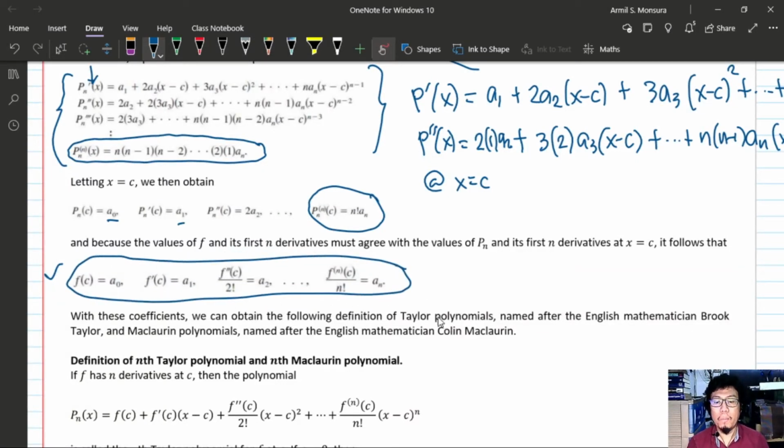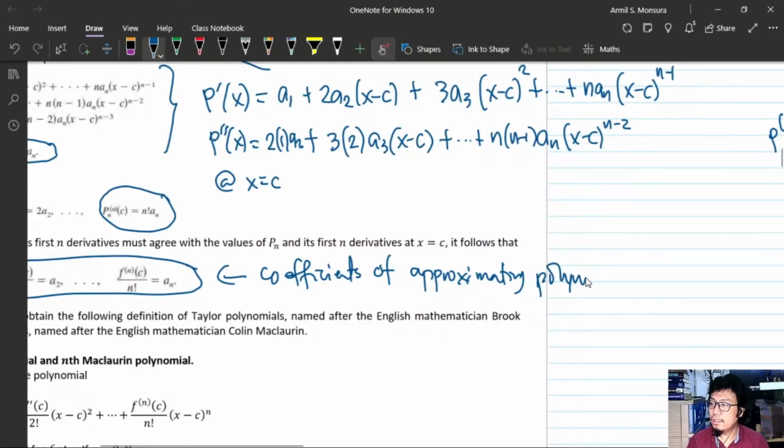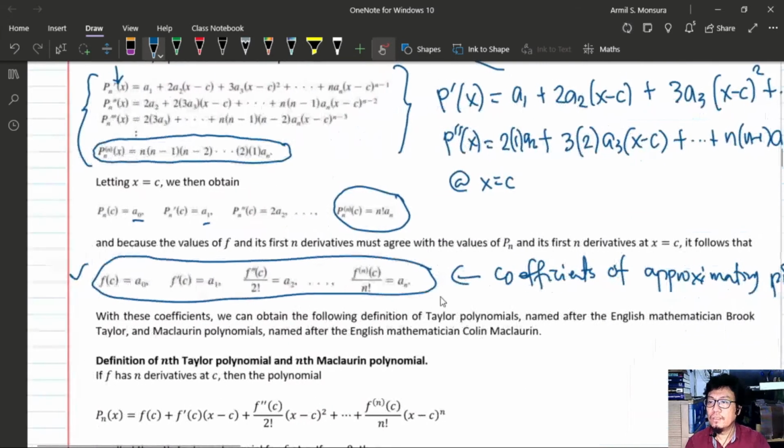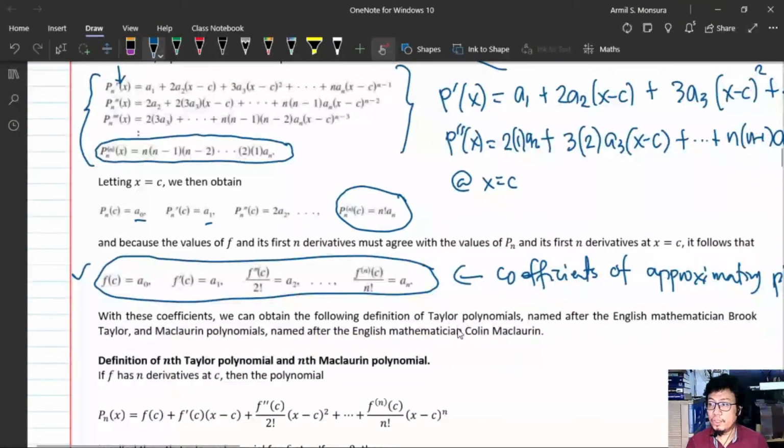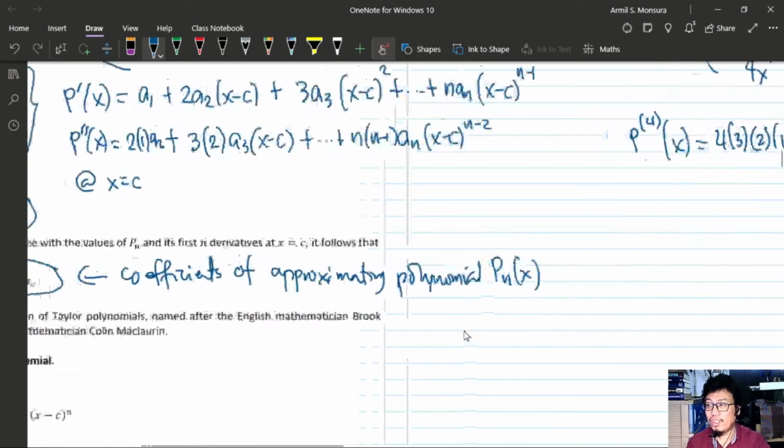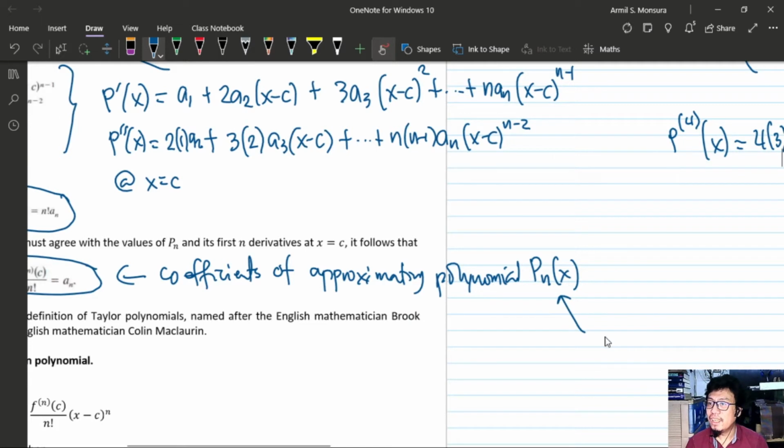With these numbers, these are the coefficients of your approximating polynomial Pn of x. Now, with these coefficients, we can obtain the following definition of Taylor polynomials. We actually call this approximating polynomial the Taylor polynomial.